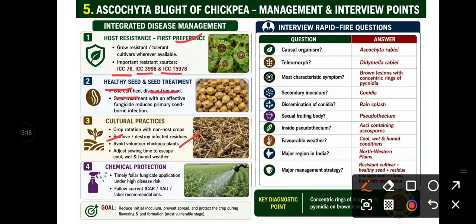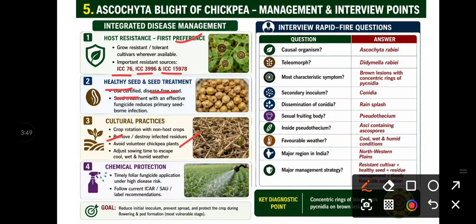So this is in brief about Ascochyta blight. Then some one-line points, let's revise this disease. First, the causal organism is Ascochyta rabiei. This is the asexual stage that produces the conidia or pycnidia. Then the teleomorph is Didymella rabiei, which produces the pseudothecia, where two-celled ascospores are produced. The most characteristic symptom is brown lesions with concentric rings of pycnidia.